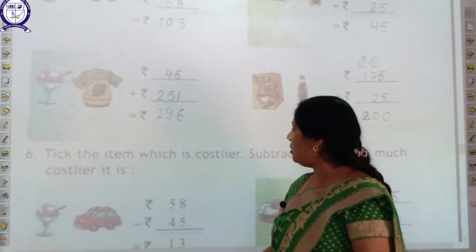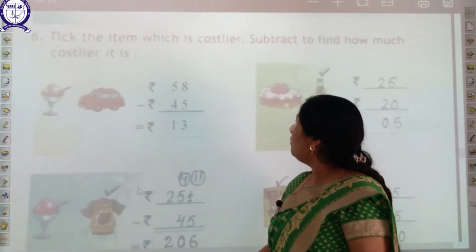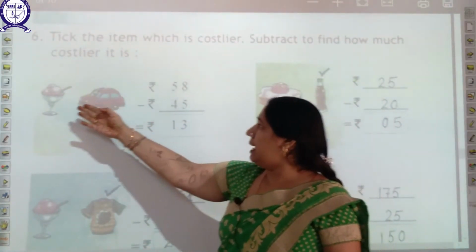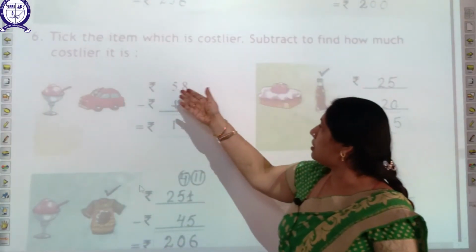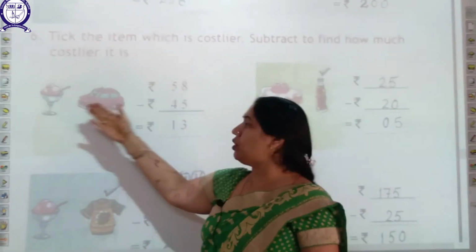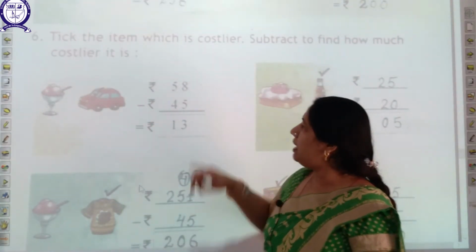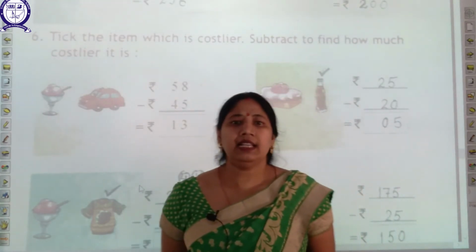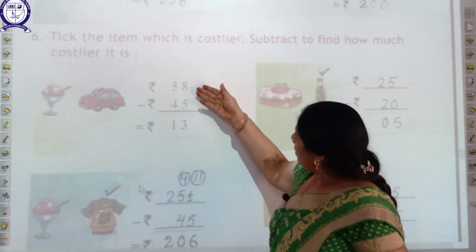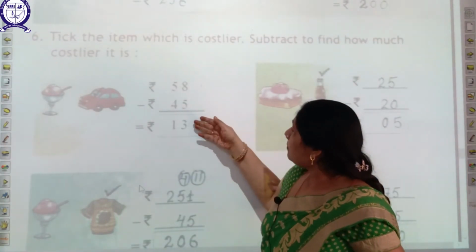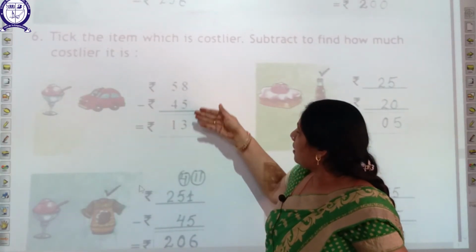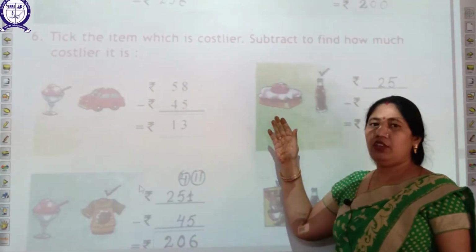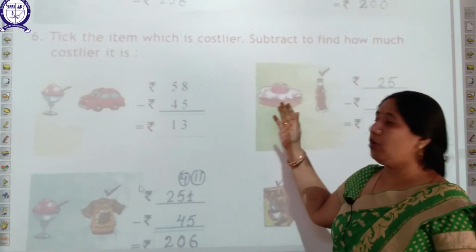Tick the item which is costlier. Which is costlier? The toy car is costlier than the ice cream. Toy car cost is 58 and the ice cream cost is 45. So we have to write the costlier item first. After that we have to write the lesser cost. So we have to subtract. 5 out of 8, 3, 4 out of 5, 1. So firstly you have to tick the costlier thing.